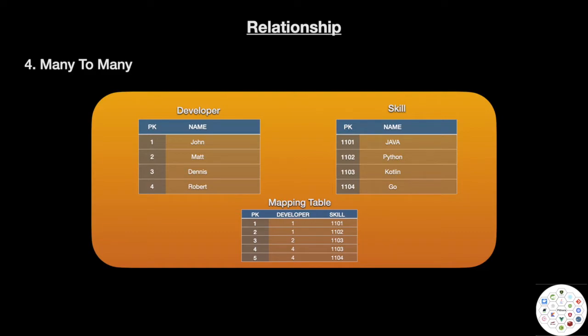So here you can see that developer 1, that is John, has skill 1101, that is Java. Again, developer 1 has 1102, that is Python. So John is aware of Java and John is also aware of Python. And in the next you can see 2 is connected with 1103, that means Matt is aware of Kotlin. So next, 4 is connected with 1103 and 4 is also connected with 1104, that means Robert knows Kotlin and he also knows Go. So it is a many to many relationship, which is denoted as n to n.